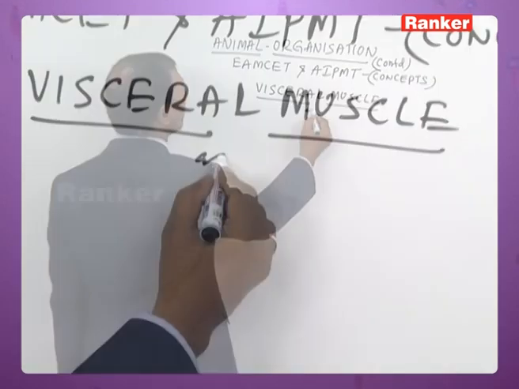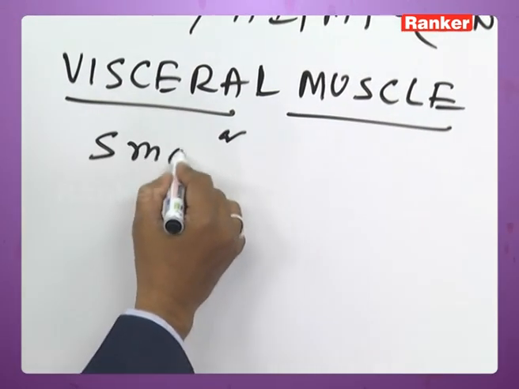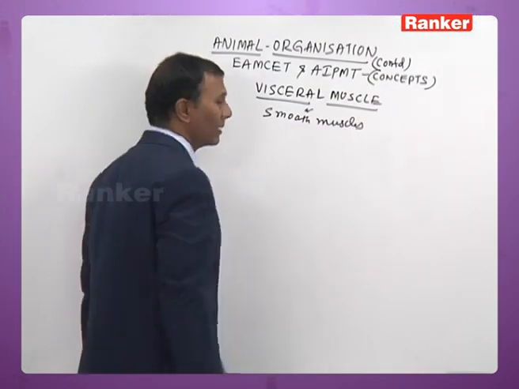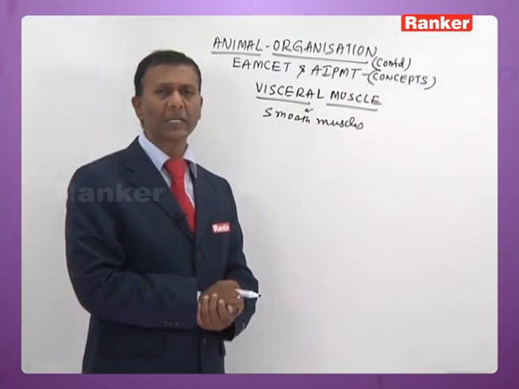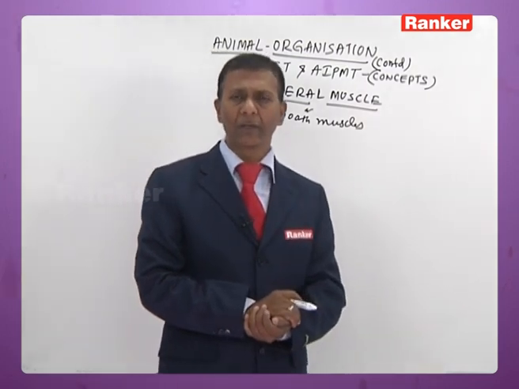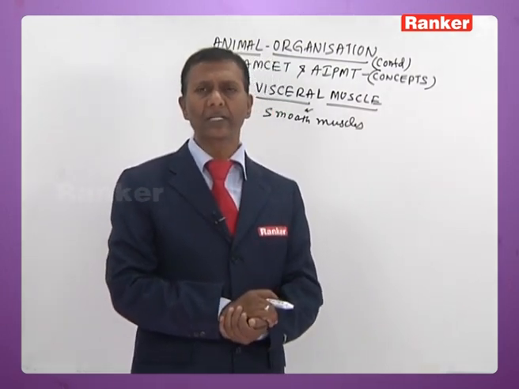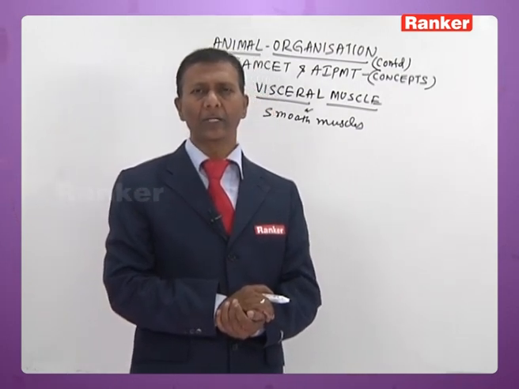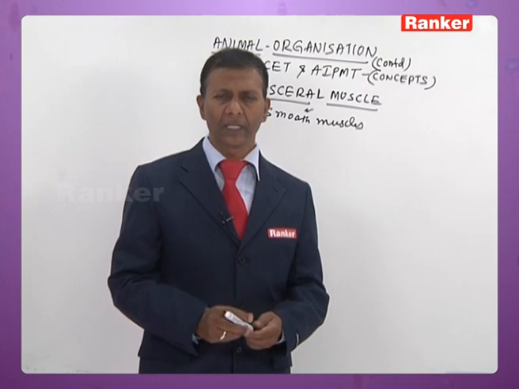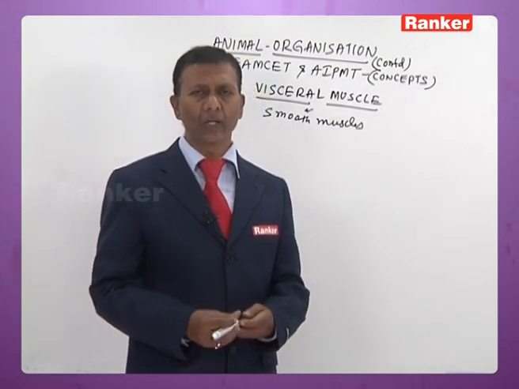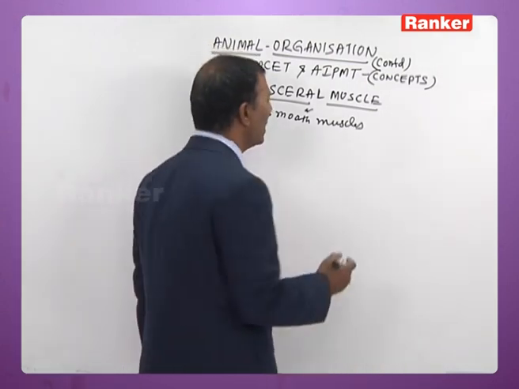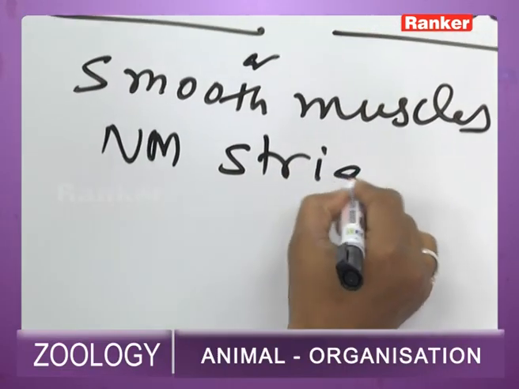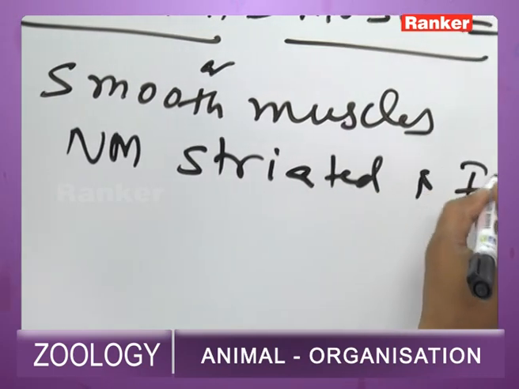Visceral muscles are also called smooth muscles, and most of the visceral organs are made up of these muscles. That's why they are known as visceral muscles. Except the heart, all the internal organs in the human body are made up of these visceral muscles. They are also called smooth muscles, and they are non-striated and involuntary.